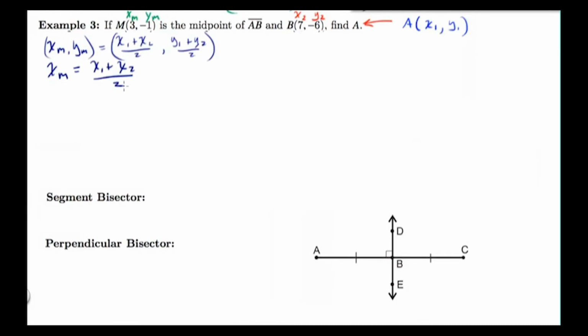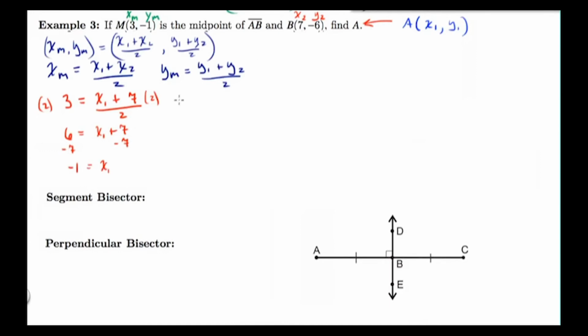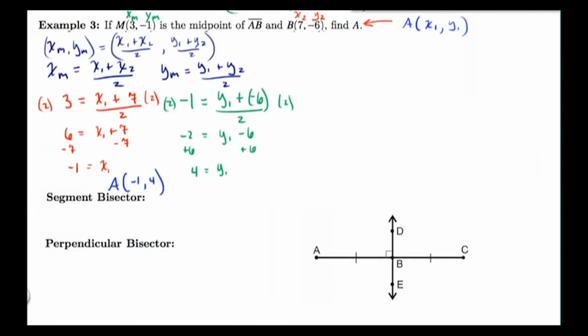So if I break up my formula and set x sub m equal to x1 plus x2 over 2, and y sub m equals y1 plus y2 over 2, and substitute what's given, I can solve for x sub 1, and I can solve for y sub 1. This is just like a 2-step equation from algebra. And I get -1, 4. So that's my point A, -1, 4.